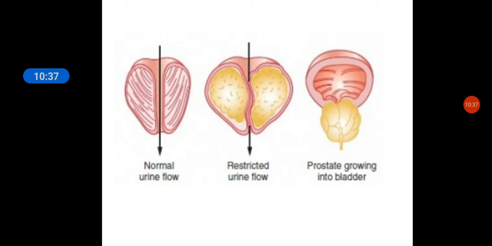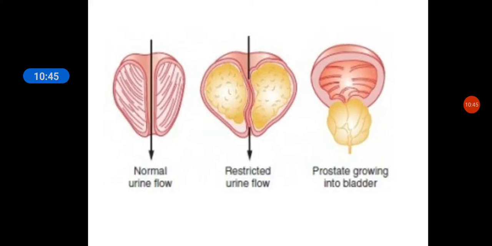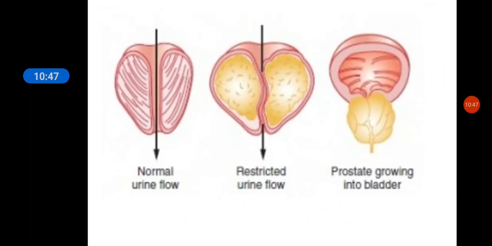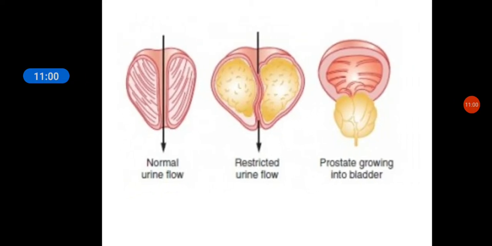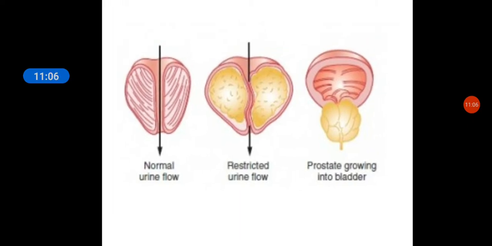So this is another picture where you can appreciate the normal flow through the urethra, and bilaterally you have the normal prostate. And this is the enlarged prostate. So you can see that there is kinking of the urethra. So there is restricted urine flow, or there is hesitancy, right? And then gradually, if the prostate keeps enlarging, it will slowly cause complete obstruction of the urethra.